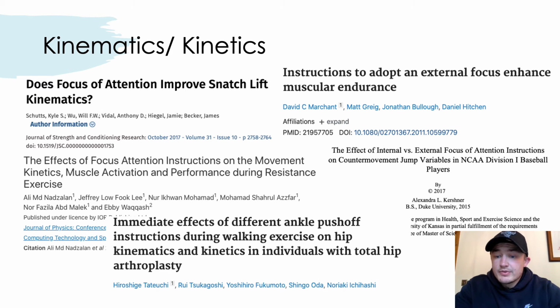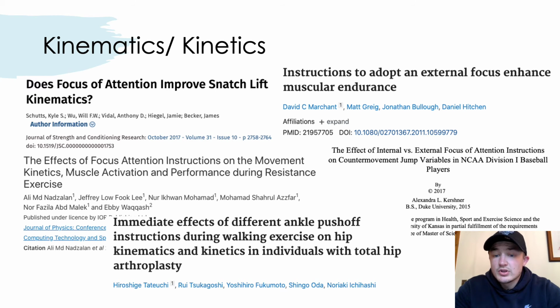Whilst we look at the performance outcomes, it's also important to understand that there are multiple ways in which instructions can affect our kinematics and kinetics, which we may choose to use for desired outcomes. Kirshner 2017 found that force time characteristics during CMJ for baseball players significantly improved jump height, peak velocity, and other measures with the use of external focused instructions.